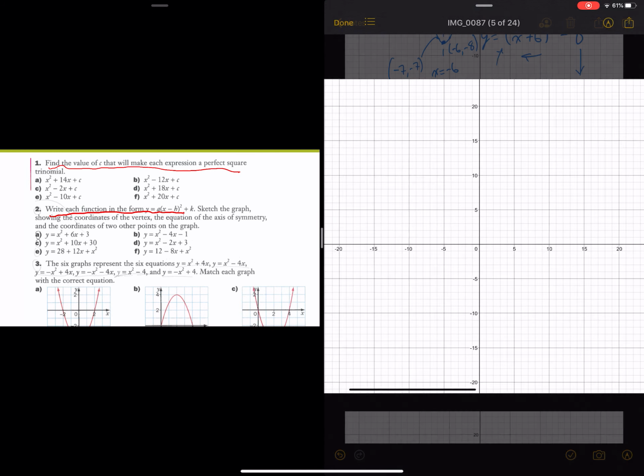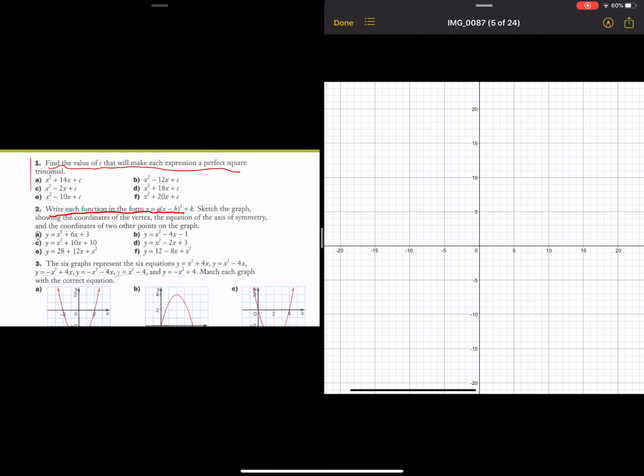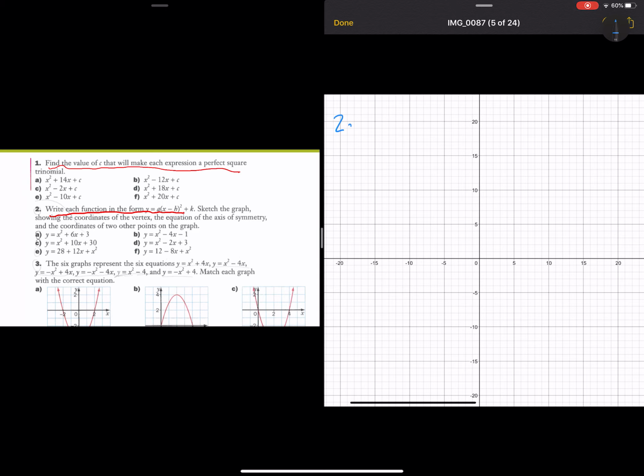Last one. Just trying to find a hard one for you guys. They all seem pretty easy. Let's do F. 2f. y equals 12 minus 8x plus x squared. Well, that's just equal to x squared minus 8x plus 12. Fairly easy again. y equals x squared minus 8x. Leave some space. Put a plus 12 over here.